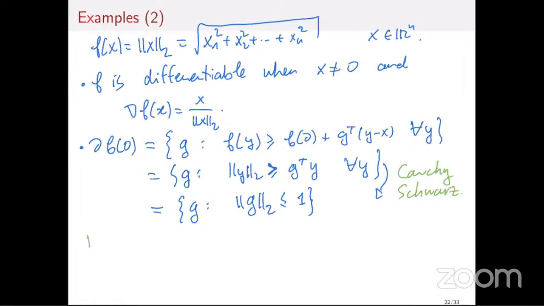Because if the norm of g is less than 1, then g transpose y is less than the norm of g times the norm of y, which is less than the norm of y. This is by Cauchy-Schwarz. This shows one inclusion, and the other inclusion is also not so difficult to see. So this tells us that the subdifferential of this norm function at the origin is exactly the L2 unit ball.